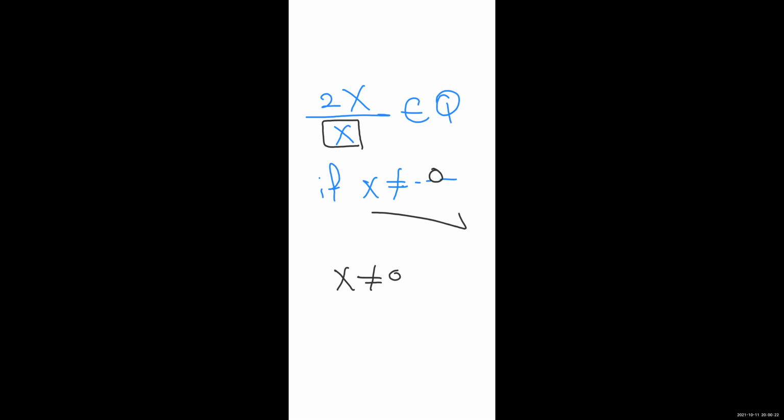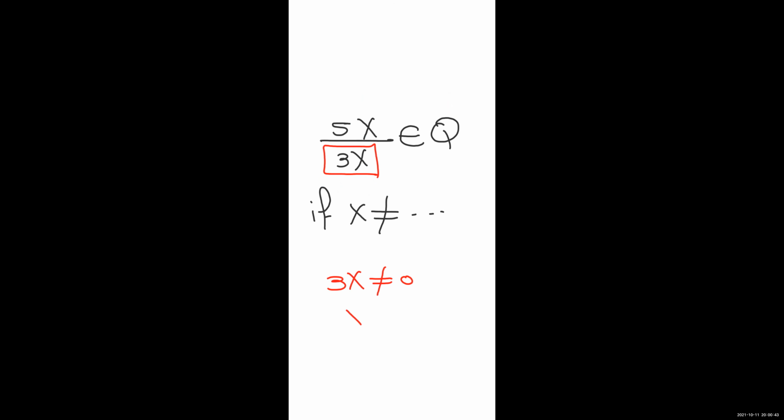Yes. Okay. If it's like that, 5x over 3x belongs to rational numbers, x not equal. Now, I care about the denominator only. 3x not equal 0, so x not equal 0. Right? Yes. Actually, there is one step here. Wait, concentrate with me and listen. Actually, there is one step here. Here, I just divided by 3 as usual.